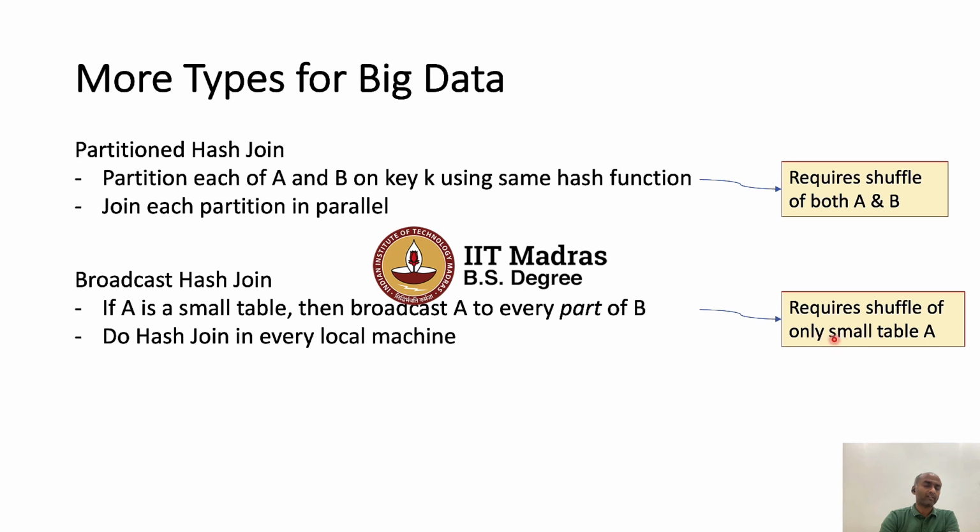Because in this broadcast hash join method, I'm completely avoiding the need to shuffle B across. And the only dependency on B is just reading every record of B once. No sorting required, no shuffle required.